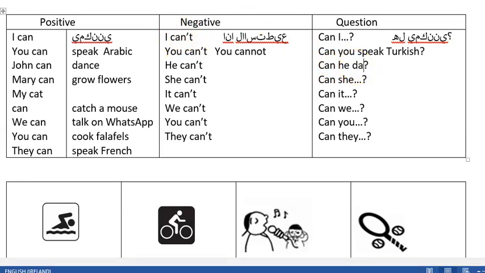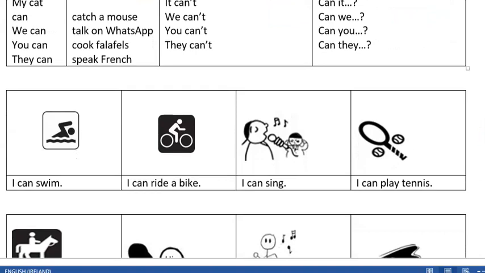Can he dance? Yes, he can. No, he can't. Can she cook? Can it fly, for example? My cat, can it fly? No, it can't. Can we do this exercise? Yes, we can. Or no, we can't. Can you teach me Arabic? Yes, you can. Or no, you can't. And can they, I don't know, the people next door, can they speak German? Yes, they can. No, they can't.